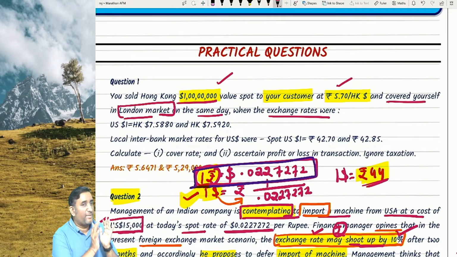HKD. That means HKD is my chocolate. And what do I have in pocket? With which currency I'll buy as of now? Rupee. That means I need to find what? Rupee per HKD. What rate? Ask rate. Understand what I'm saying? Do not get confused please.